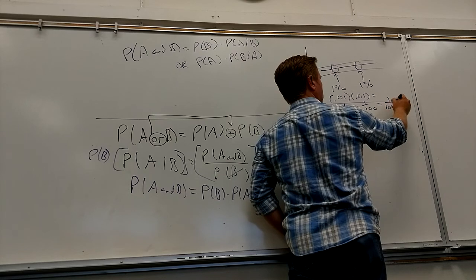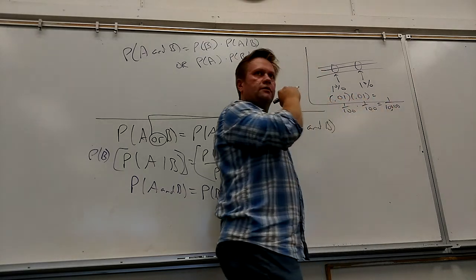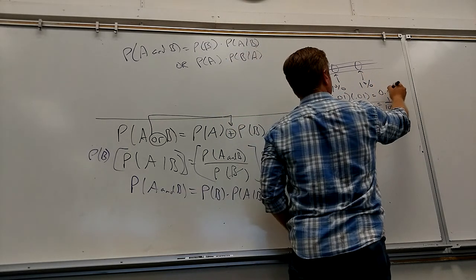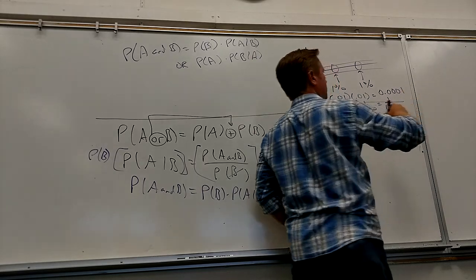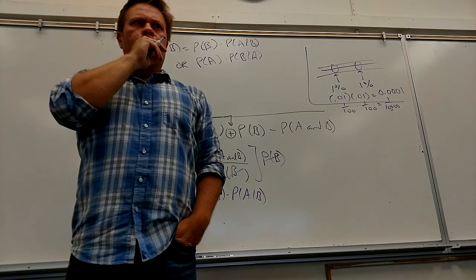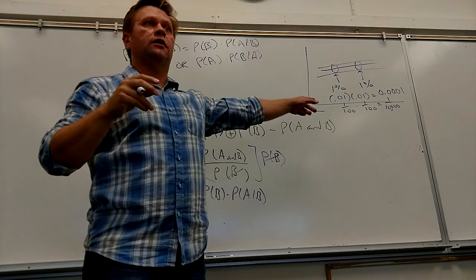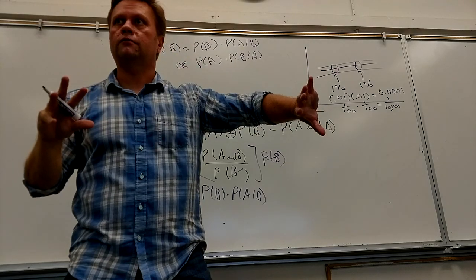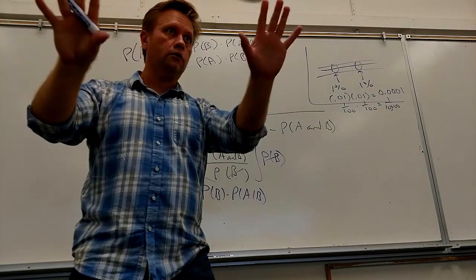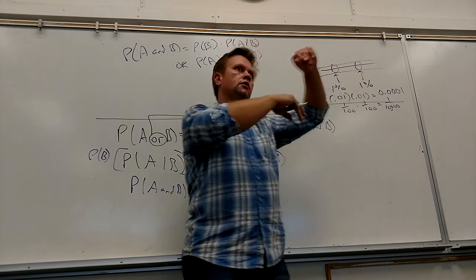1 over 100, 100. 1 10,000ths. It's being 0.0001. So then that's the probability that they will both fail, which is awesome, which is better, right? I'd probably put a few more in there just to be extra sure.